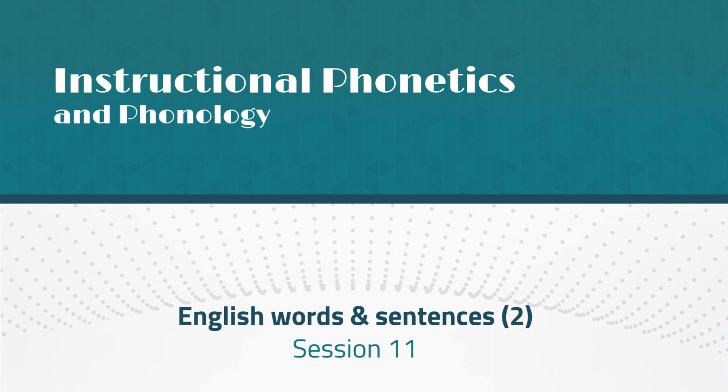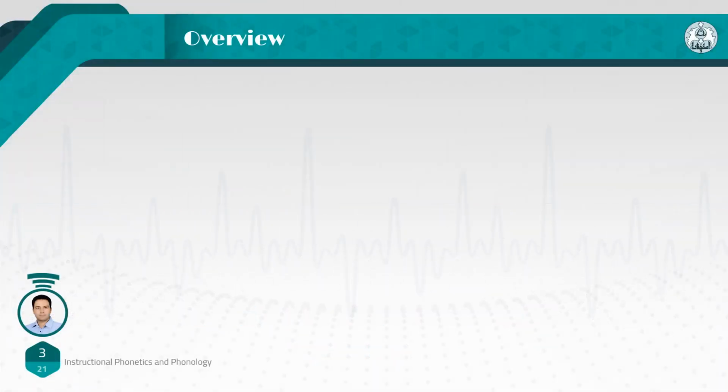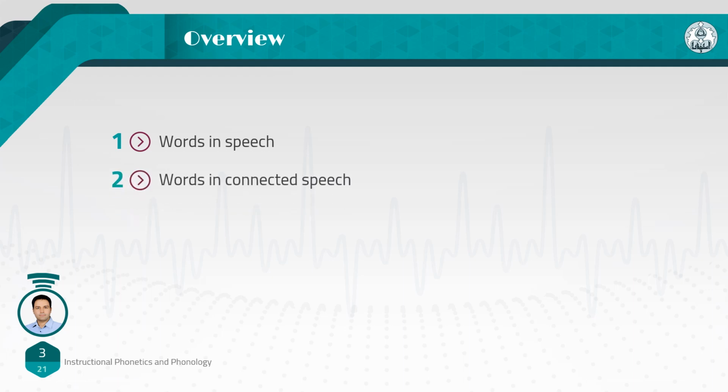Instructional Phonetics and Phonology. This is Session 11, English Words and Sentences, the second part. Overview. In the previous session, we discussed words in speech, citation form, and connected speech. Citation form is the form of a word when you say it by itself. There is at least one stressed syllable and no reduced vowel. Connected speech: words in a sentence in which there are several stressed syllables and reduced vowels.